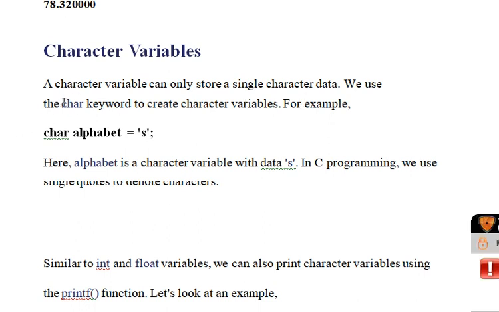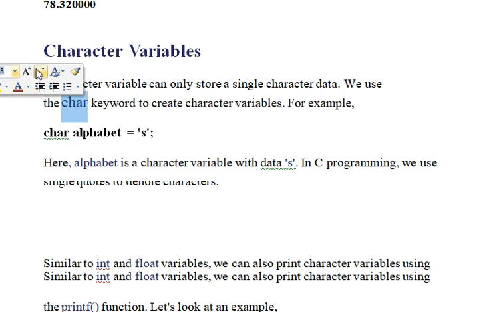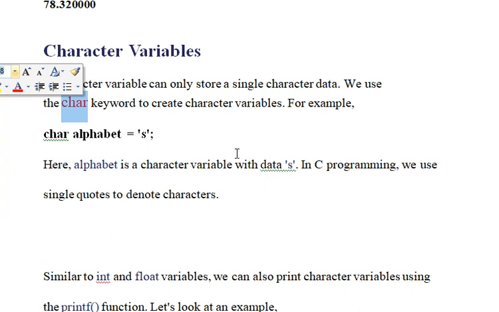Char is the keyword for the character. Remember it. Char is a keyword we are using here for the character variable. In the char alphabet example, we have taken the single quotation with a small s and a semicolon. Here alphabet is a character variable with data. In C programming we use single quotes to denote characters.